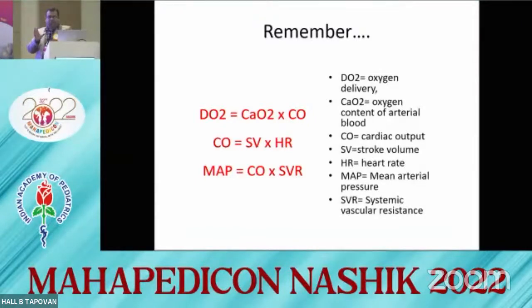Target a good MAP. The mean arterial pressure should be good. It depends upon the cardiac output and the systemic vascular resistance. If you have to maintain a good MAP, then either increase the SVR or increase the cardiac output.